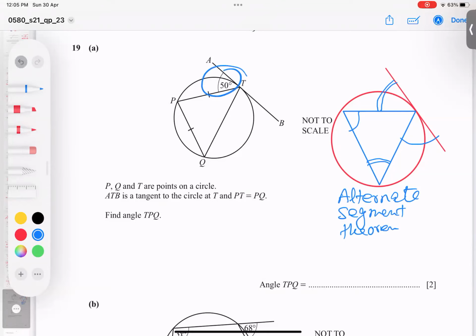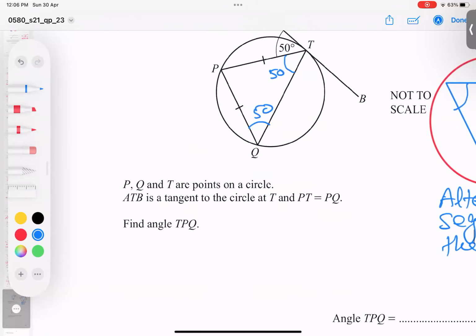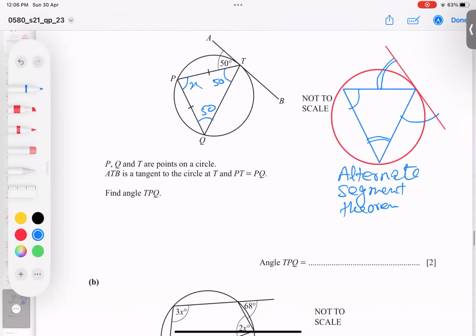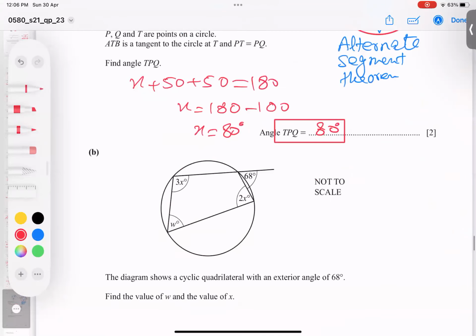So in this sense, this is a 50. This is a confirmed 50 because of this property, they are the same. In front of this cut, this is the same, so there's a 50. And he was saying, find PPQ. Where's the P letter? P letter is here. So this angle is what we are looking for. So x plus 50 plus 50 equals 180. 50 plus 50, 100 goes there. And out of 180, 100 gone, the answer becomes 80 degrees. And put a small circle on it.